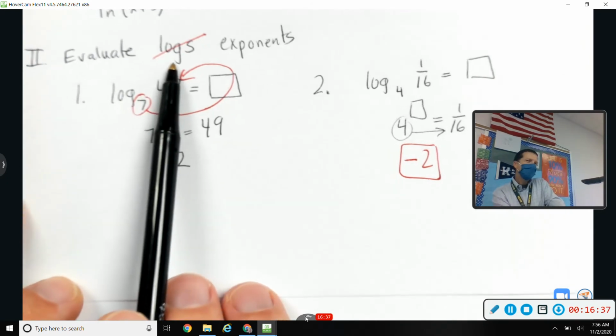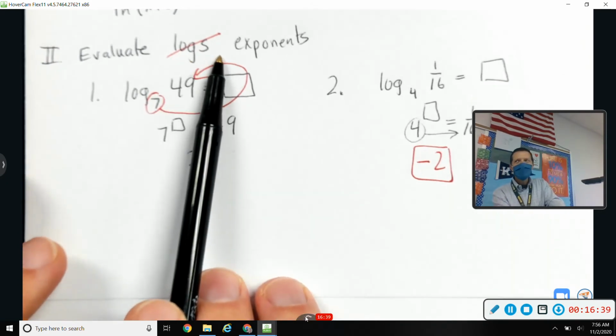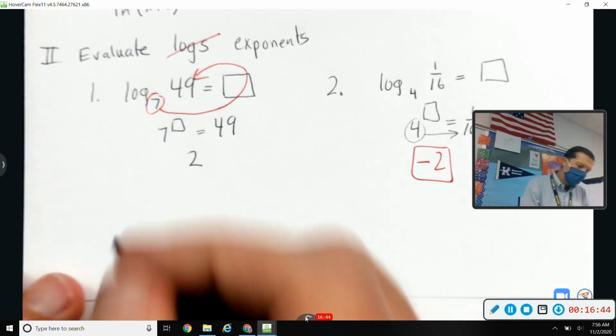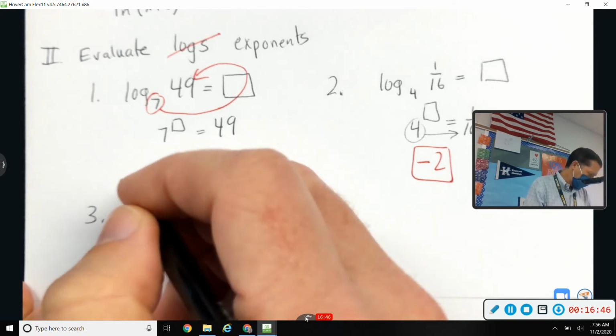So yes, we're doing log problems today, but if you know how to fish hook, we're not really doing log problems. We're going to change them into exponent problems, and then they're just a lot easier to handle.